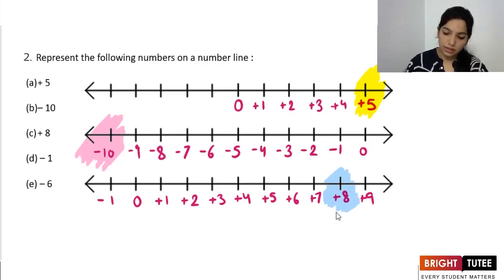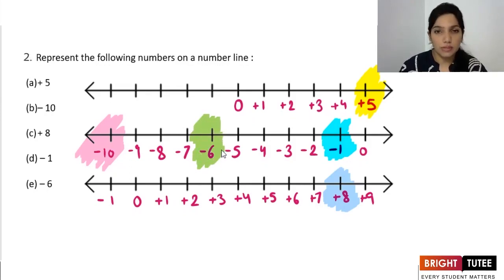Now it says minus 1. Let's use any of the number lines to show minus 1. So here it is, I'm just using this one. This is minus 1 on my number line. Now the last one says minus 6. So where do we have minus 6? Let's use this number line here. This is minus 6. I hope this is clear how we can represent the numbers on the number line. Let's move to the next one.